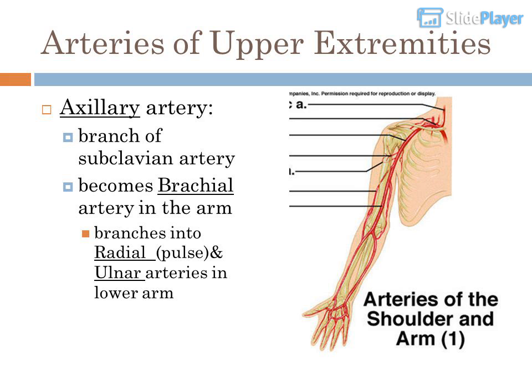Axillary artery, a branch of the subclavian artery, becomes the brachial artery in the arm. It branches into the radial, where the pulse is taken, and ulnar arteries in the lower arm.